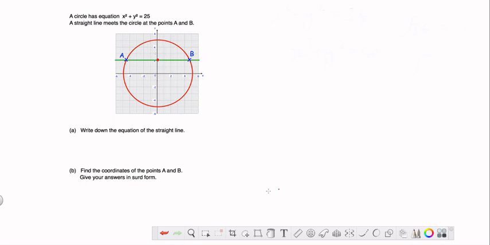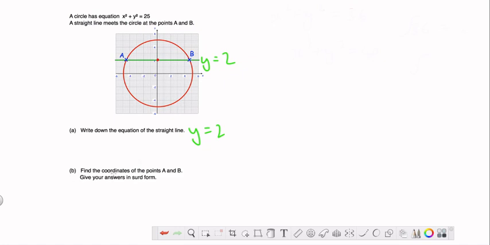So therefore, this green line is called y is equal to 2. Write the equation of the straight line, y is equal to 2. Because why? It's going through 2 on the y-axis. Had it been the other way, right? If the line was going straight down like this way, that would have been x equals 2.